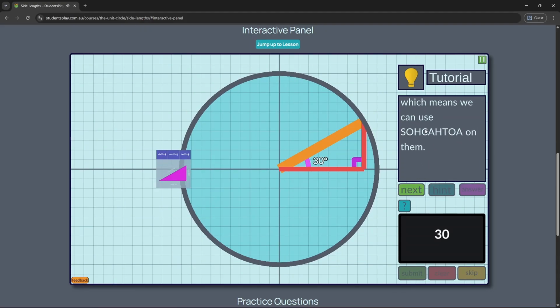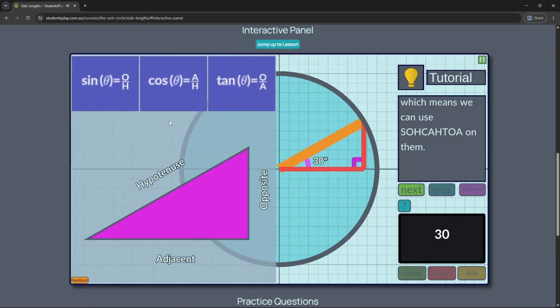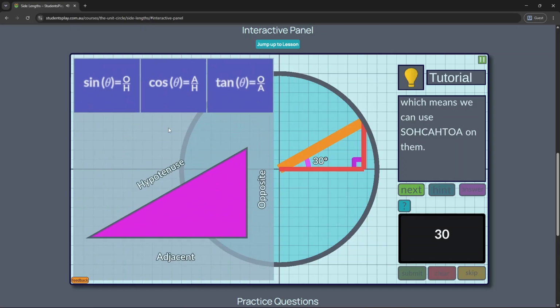Which means we can use SOHCAHTOA on them. If you remember this from your previous stuff that you've learned, we have SOH, S-O-H, CAH, C-A-H, and then TOA, T-O-A. And these are relationships and formulas that we can use to work out different angles in the triangle and different side lengths in the triangle, as long as the triangle is a right angle triangle.